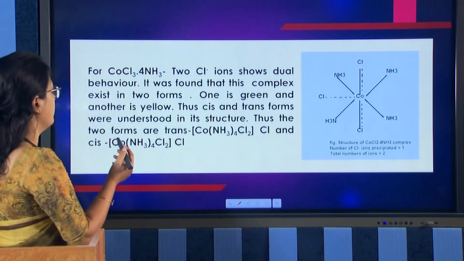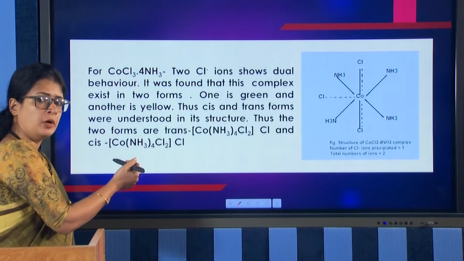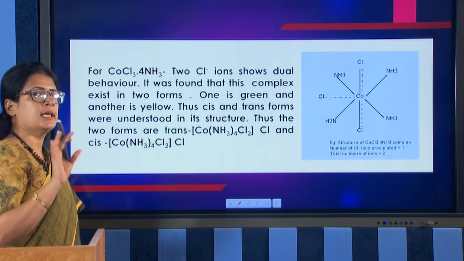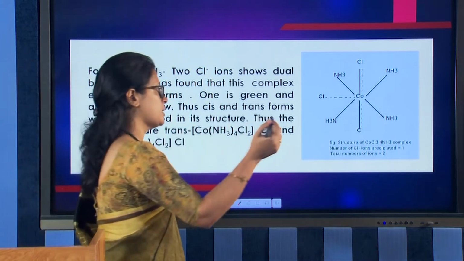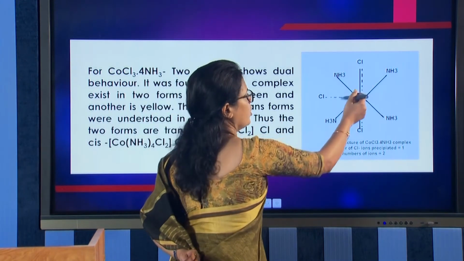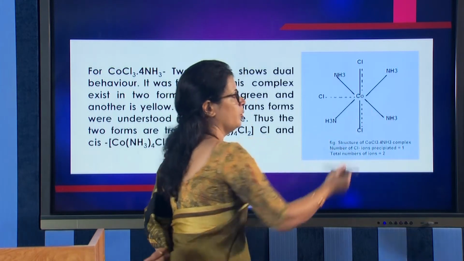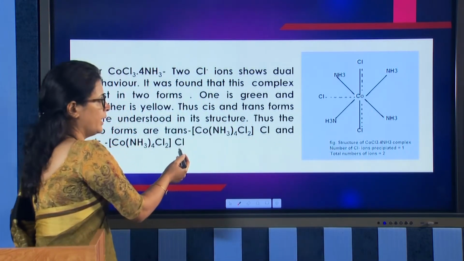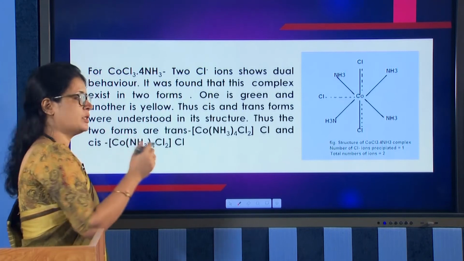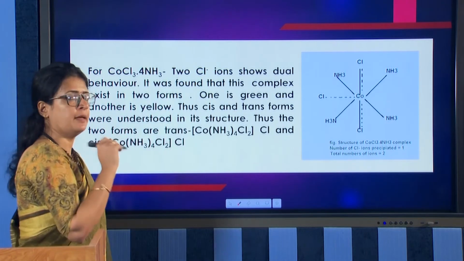How many ammonia molecules are there? 4 ammonia molecules. They are merely acting as the secondary valencies only. That is why it is represented by the solid lines 1, 2, 3 and 4. And how many chloride ions are there outside the coordination sphere or are acting as a primary valency?